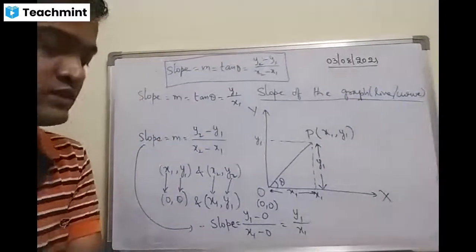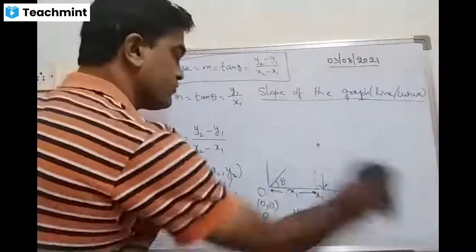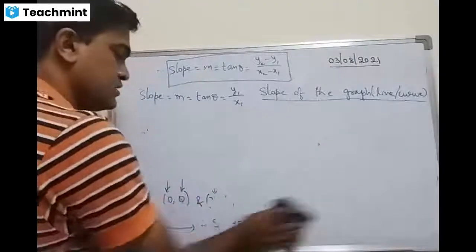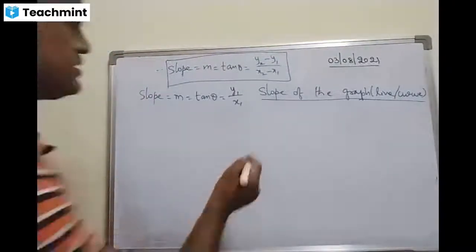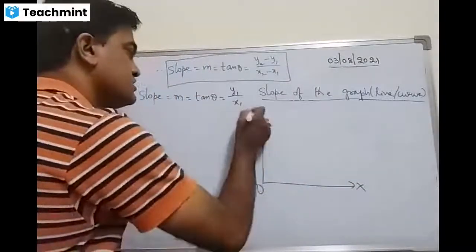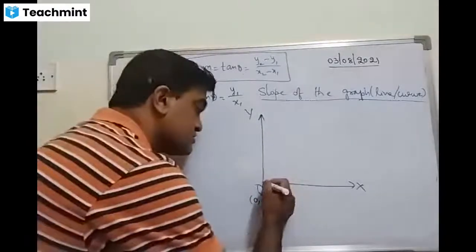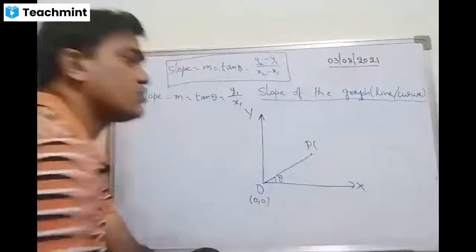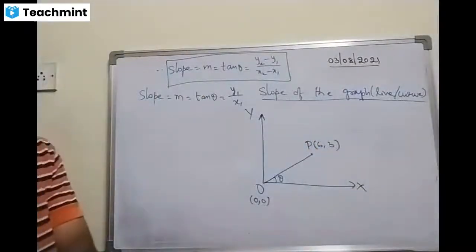Now let me give you an example based on this. Let us find slope for this. You tell me what is the slope of this graph. Now let me draw the figure. X-axis, y-axis, origin whose coordinates are 0 comma 0. I have given a line like this which is making an angle theta. Let me give you point P whose coordinates are, let's say, 6 comma 3.